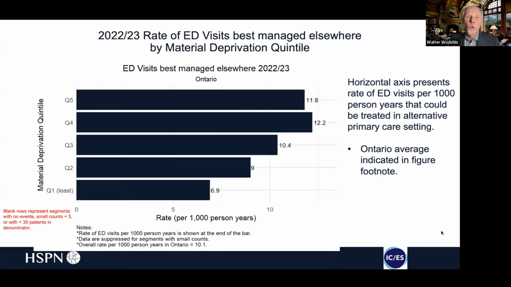Another one here, rates of emergency department visits best managed elsewhere. And one thing I should say about these graphs is that the bars sometimes represent numbers of people and sometimes the rate per thousand people. So here for ED visits best managed elsewhere, this is per 1,000 person years by exposure. And we see here again a gradient. It doesn't get worse between the fourth and fifth quintiles here. In fact, it's about stable, slightly better, but I'd consider that to be stable. But it is twice as high in those areas of greater deprivation as opposed to the areas with the least material deprivation, or the wealthiest. So again, we see a socioeconomic gradient.